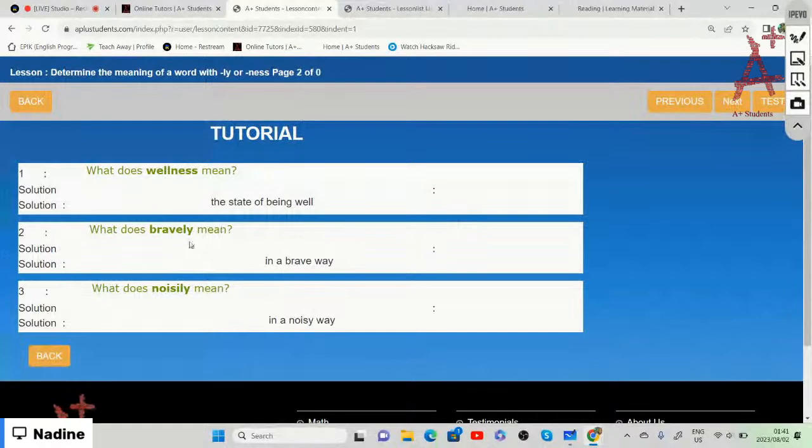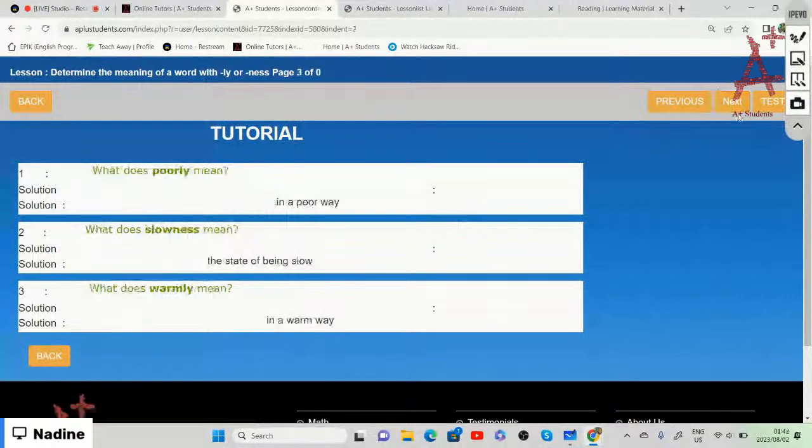And we said wellness, it's the state of being well. Then we have poorly. So what does poorly mean? So poorly is in a poor way. Remember we said ly means in some way or in some sort of way, right? And ness means the state of being. So poorly means in a poor way, whether it is financially being poor, or maybe something that is not in a good state, right?